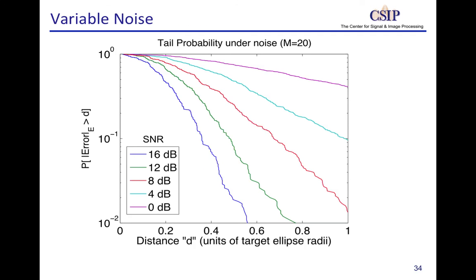This is showing how this approach works with variable noise. The way that you read this plot is that we can come within a certain distance with a certain probability under this noise regime using 20 measurements.